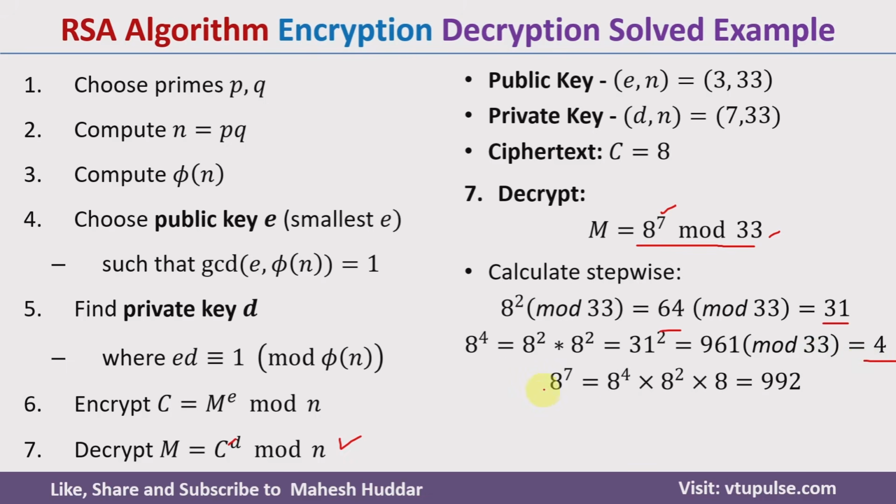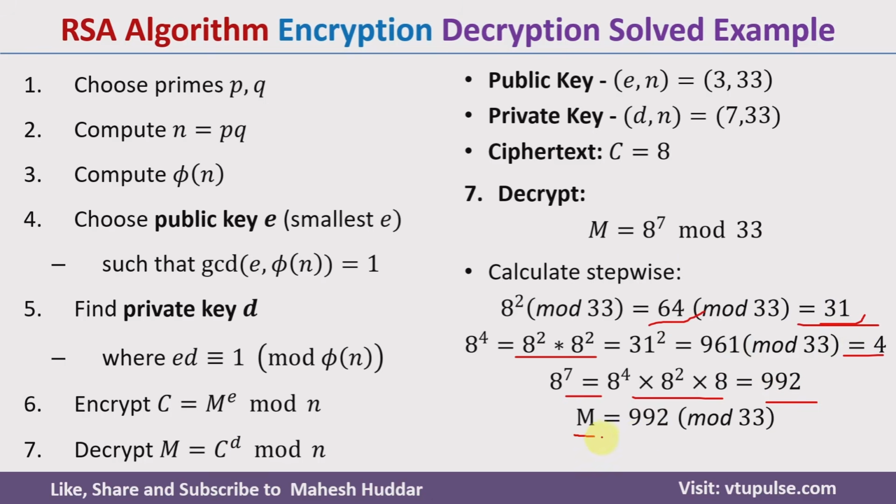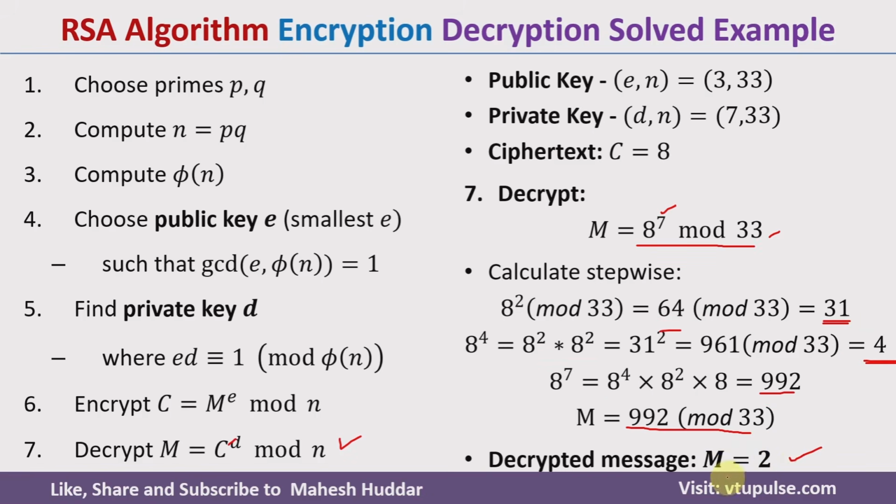So finally we will calculate 8 raised to 7, which can be divided as 8 raised to 4, 8 raised to 2, 8. The 8 raised to 4 value is 4, the 8 raised to 2 value is 31, and 8 raised to 1 is 8. So 4 into 31 into 8, which is equal to 992. So m is equal to 992 mod 33. 992 mod 33 is equal to 2. This is the decrypted message, which is equal to the original message we have encrypted, that is m is equal to 2. So the encryption and decryption is successful.